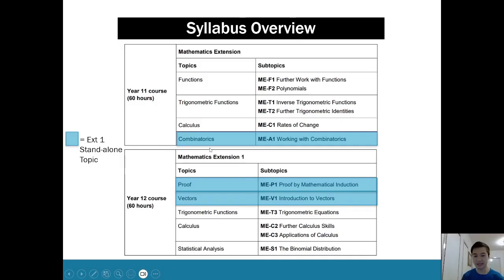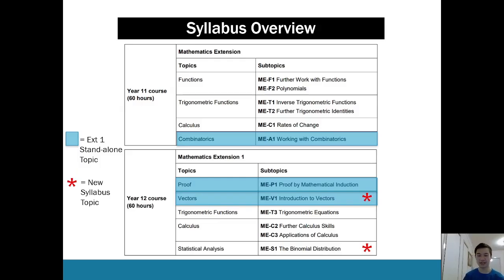But with these blue Extension 1 standalone topics, that just means that they're specific to Extension 1 in that they don't build on any existing Maths Advanced content. So they're Extension 1 exclusive. They don't really have any Maths Advanced ties.